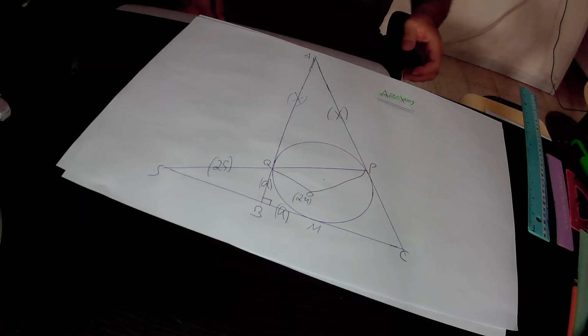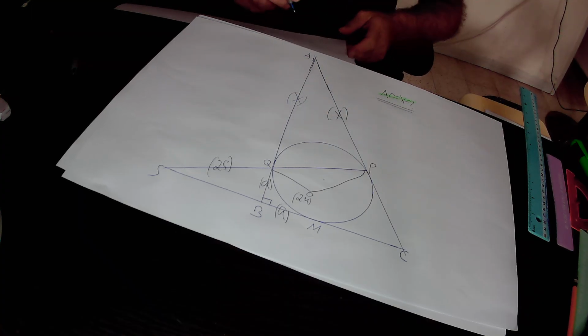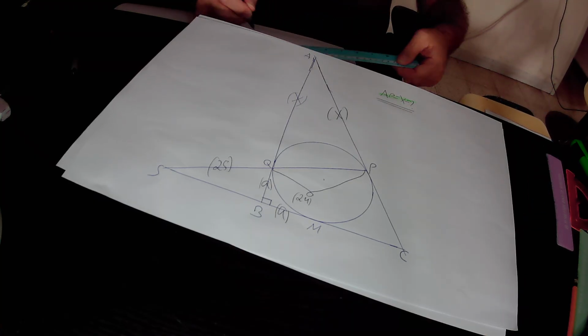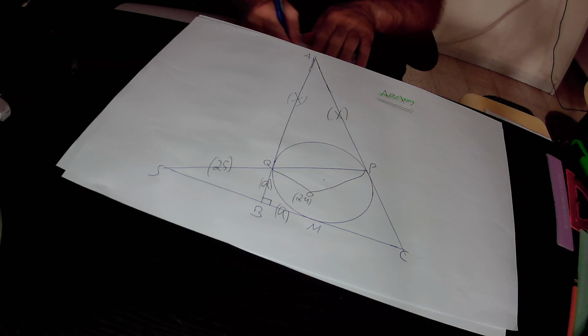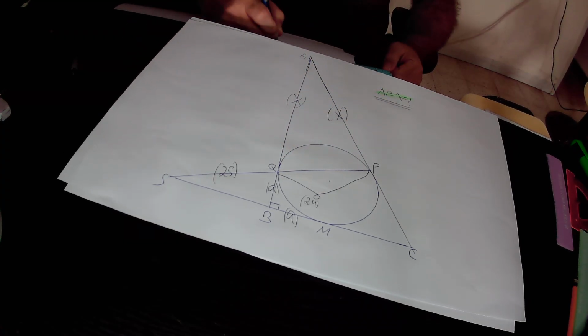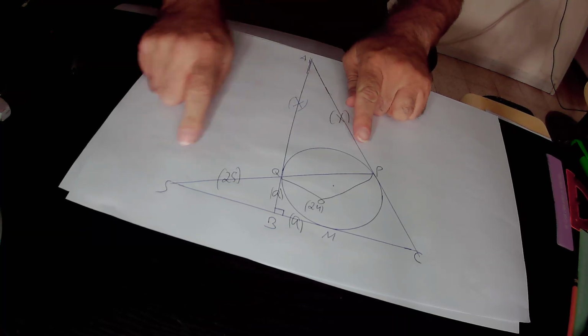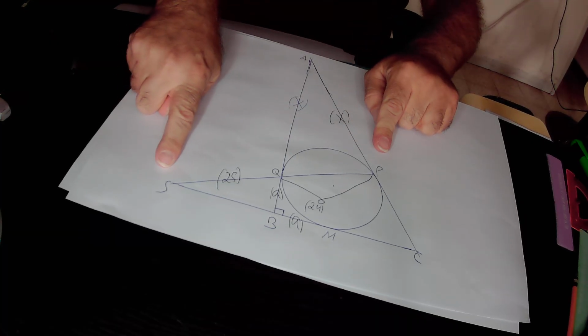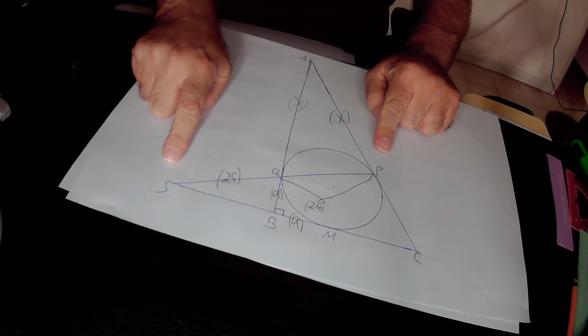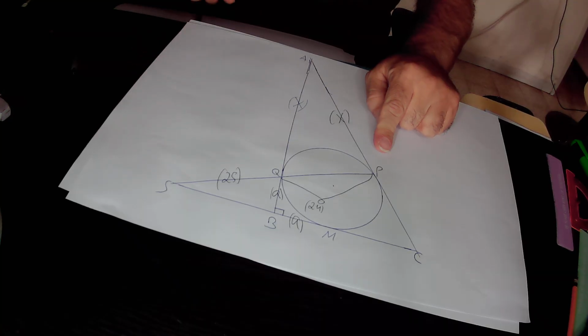SM is the missing tangent, so we leave it as it is, so it is SM square equals to SQ, that is 25, times SP. In total, SP equals to SQ, that is 25, plus QP, that is 24. So in total, SP equals to 25 plus 24, that is 49.